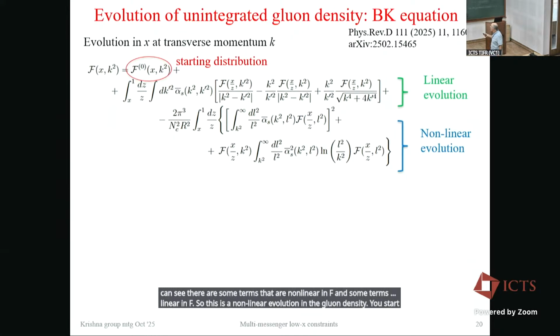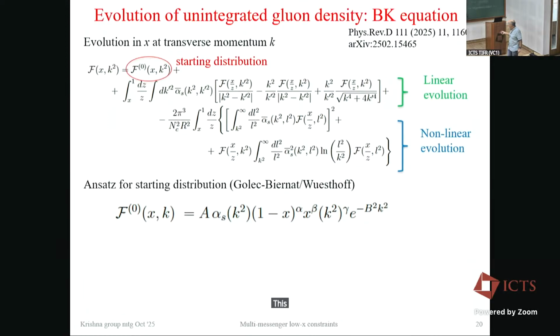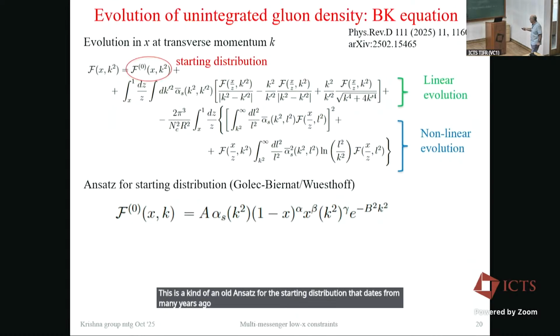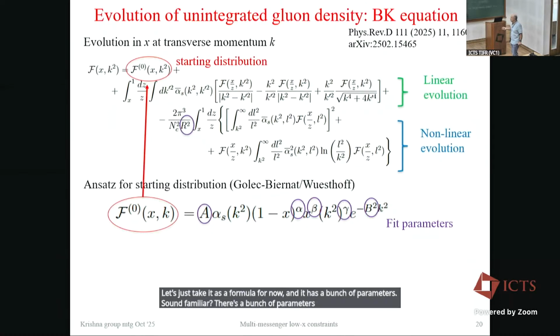You start at high x with some conjectured starting distribution, and in this case, this is an old ansatz for the starting distribution that dates from many years ago. Golec-Biernat and Wüsthoff were looking at HERA data, trying to see whether there is any evidence for nonlinear evolution, for saturation, in HERA data, and this is their formulation. Let's just take it as a formula for now, and it has a bunch of parameters. Sound familiar? There's a bunch of parameters in the initial starting distribution at high x. And then we want to evolve down to low x and see how well it matches the data.